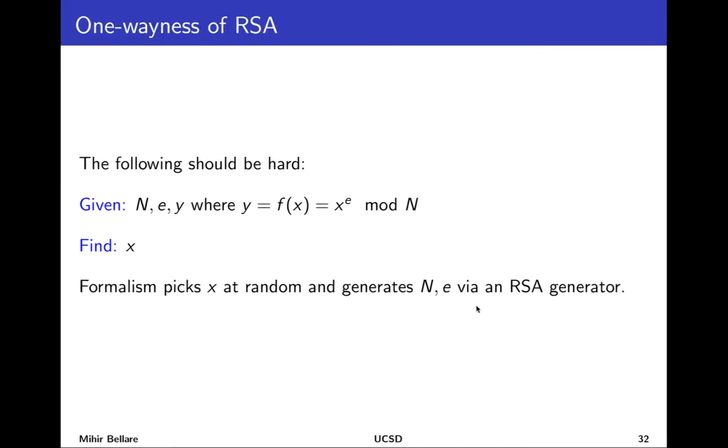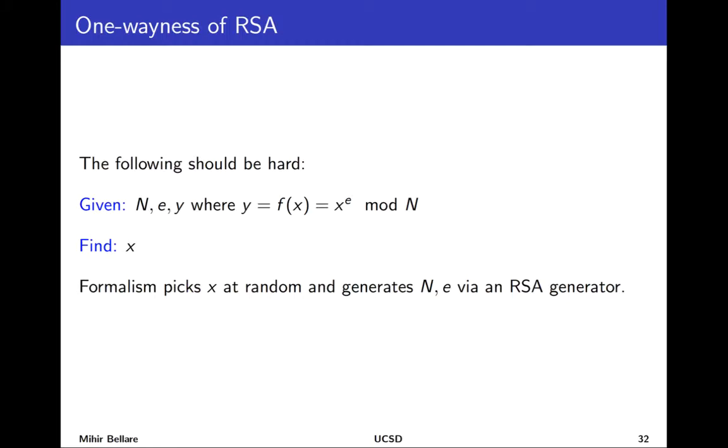Continuing our study of RSA, we're moving on to security. What we'd like for RSA security is that if I give you the modulus and an encryption exponent, and then I also give you the result of applying this function f to some point x, and then I ask you to recover x, then you should find that to be difficult. So we call this the inversion problem.